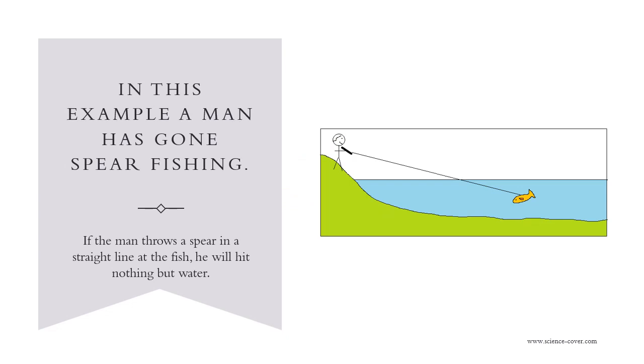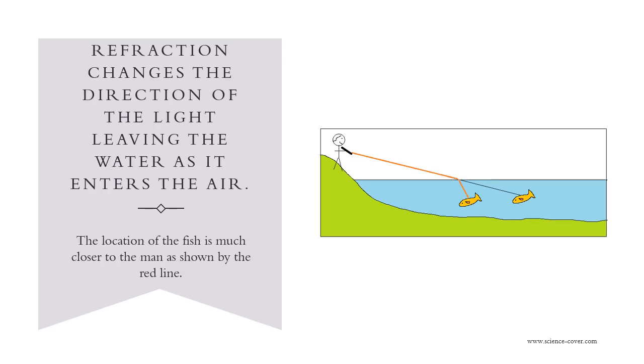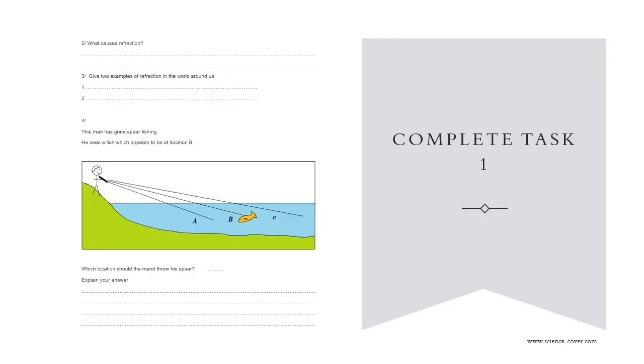In this example, a man has gone spearfishing. If the man throws a spear in a straight line at the fish, he will hit nothing but water. The location of the fish is much closer to the man, as shown by the red line. This is because refraction changes the direction of the light leaving the water as it enters the air. Pause the video now and complete task 1.